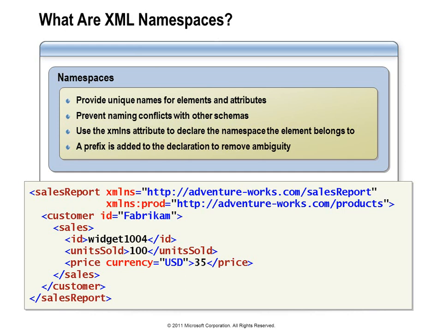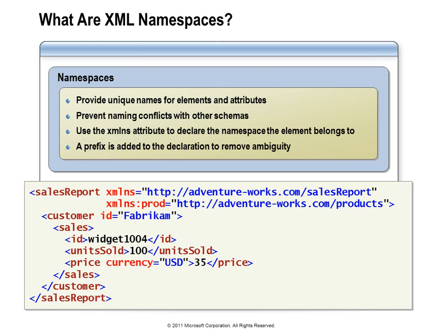So here we have added the AdventureWorks.com products namespace, and we're saying that any element or attribute that is part of the products namespace will be prefixed with the characters PROD. So as it turns out, the elements that describe our widget, the ID and unit sold and price, actually come from the products namespace.